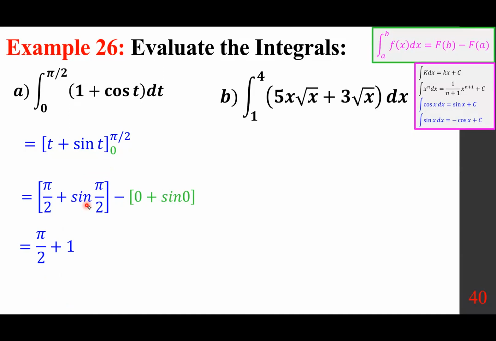We want to integrate 5 x squared of x plus 3 squared of x dx from 1 to 4. So the very first thing is to change this to x to the power of 1/2, and this is the power of 1. So we have 5 x to the power of 3/2 plus 3 x to the power of 1/2.